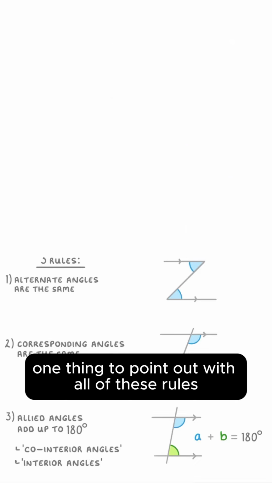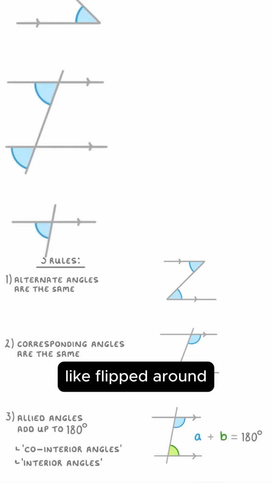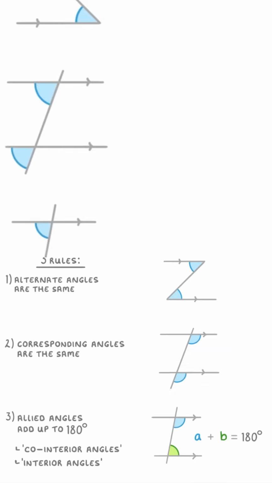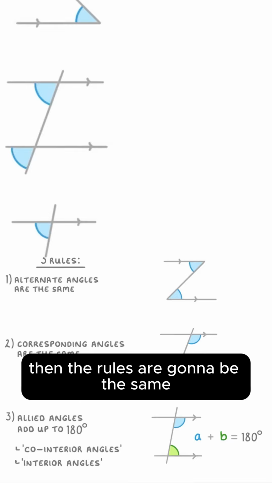One thing to point out with all of these rules is that you'll sometimes see them in other orientations, like flipped around, in which case they'll be harder to spot. But as long as they have the same combination of 2 parallel lines and 1 transversal, then the rules are going to be the same.